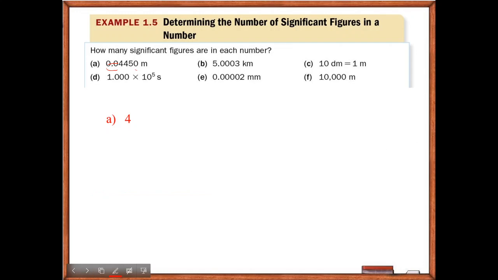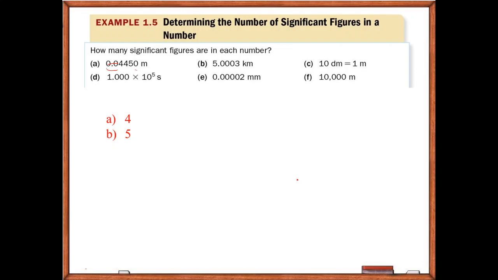Okay, so let's look at B. Okay, so B, we have 5.0003 when it's in kilometers. Okay, so we have 3 trapped zeros, but since they're trapped between a 5 and a 3, of course those will be significant. Okay, so that's going to be 5.